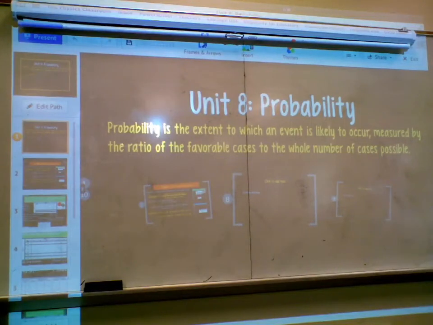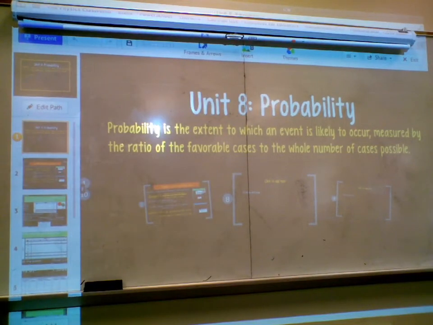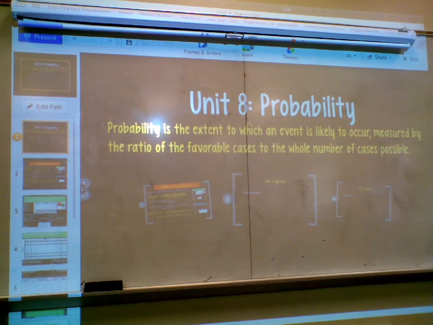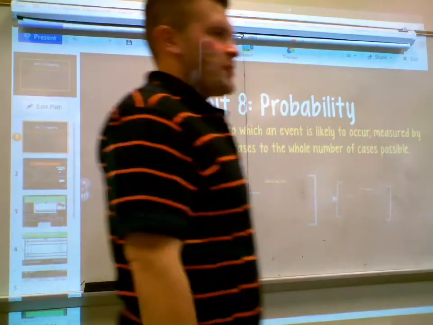Probability is the extent to which an event is likely to occur. It is measured by the ratio of favorable cases to the whole number of cases possible.